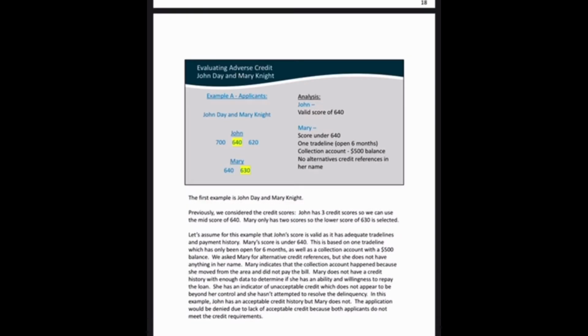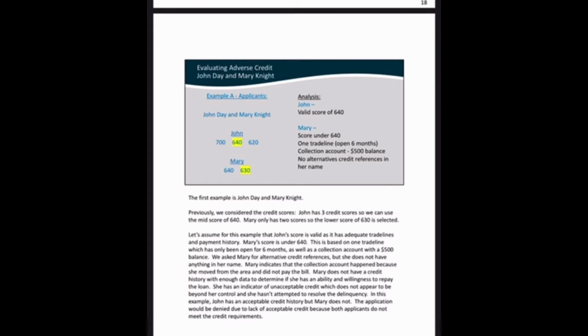Mary had a score under 640, and she had only 1 trade line that was open for 6 months. She had a collection account with a balance of $500, and she had no alternative credit sources not reporting on her credit that she paid on time within the last 12 months and that had been open for 24 months. She didn't have any of that information.